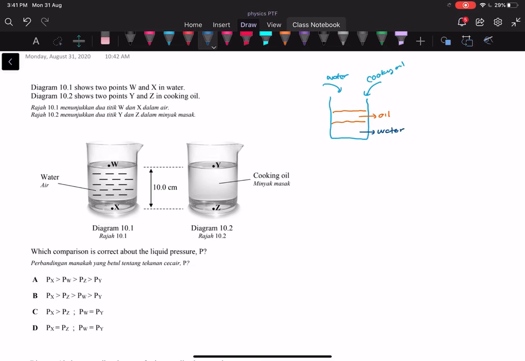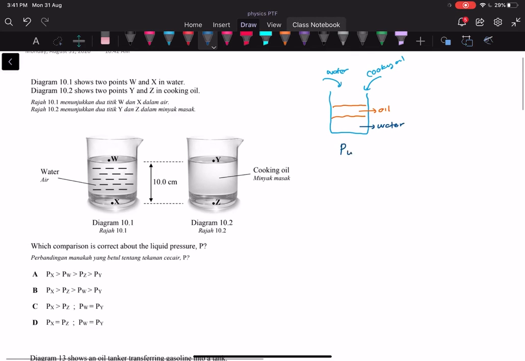Maka mana satu tekanan lebih tinggi? Kalau dia pergi ke arah bawah, okay, going deeper, that means what? Since it's immersing deeper, the water has a higher pressure compared to oil. So pressure of water is higher than the pressure of oil. That's the first thing that we need to know.